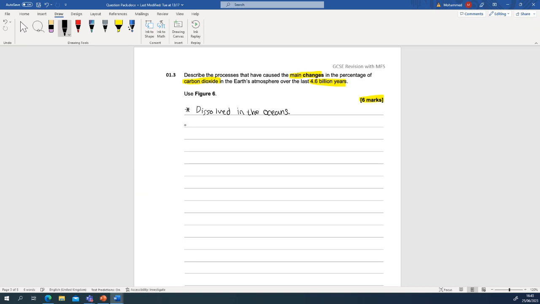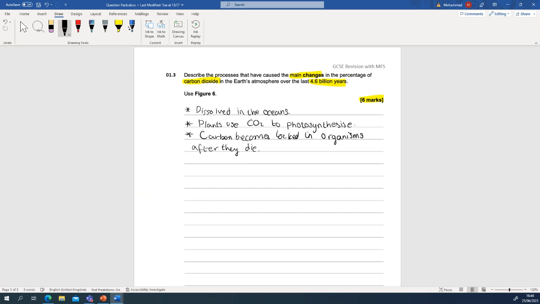Okay, and we also know that the second reason is that plants use the carbon dioxide to photosynthesize. Okay, and the third reason is that the carbon becomes locked in organisms after they die.